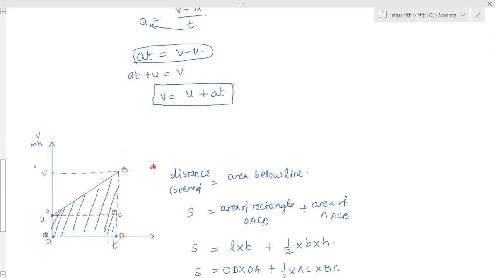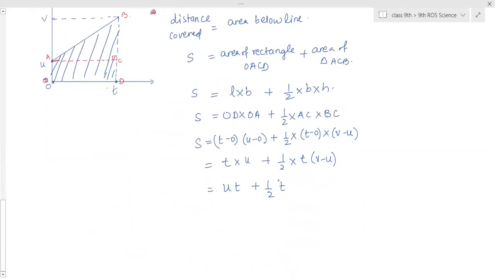So we have to substitute that. Here the value is AT. So from the first equation of motion, V minus U is equal to AT. So that we have substituted, and then simply write in a proper order.